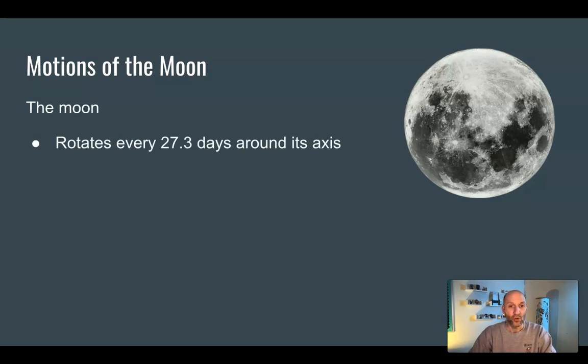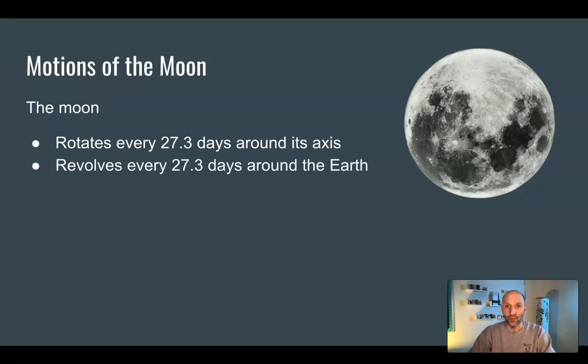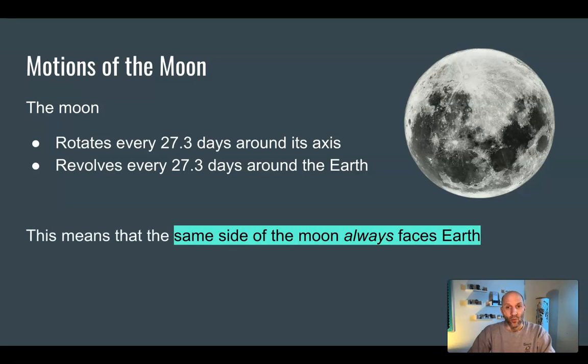The first is that the moon rotates once every 27.3 days around its axis. So it takes the moon roughly 27 days to spin one time. The moon also revolves once every 27.3 days. So it takes the moon 27.3 days to go around Earth one time. You'll notice that the rotation and the revolution are the same. What this means is that the same side of the moon always faces Earth. You've never seen the back of the moon.